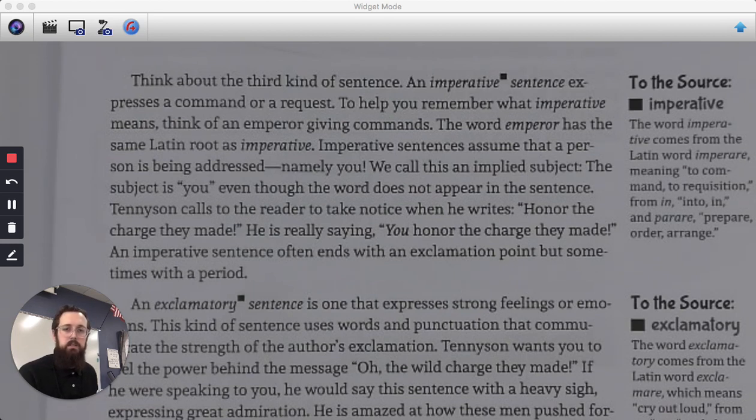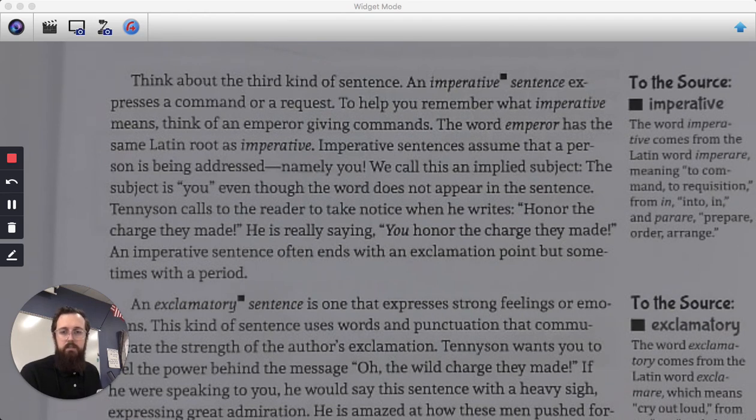Imperative sentences assume that a person is being addressed, namely you. We call this an implied subject. The subject is you, even though the word does not appear in the sentence. Tennyson calls to the reader to take notice when he writes, "Honor the charge they made." He is really saying, "You honor the charge they made."